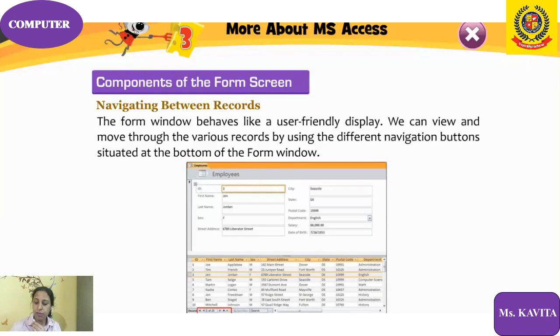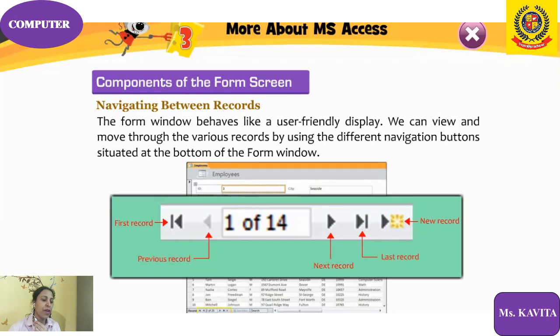Now navigation between records. The form window behaves like a user-friendly display. We can view and move through the various records by using the different navigation buttons situated at the bottom of the form window. So you have to draw this diagram in your notebook. It is given in page number 45.